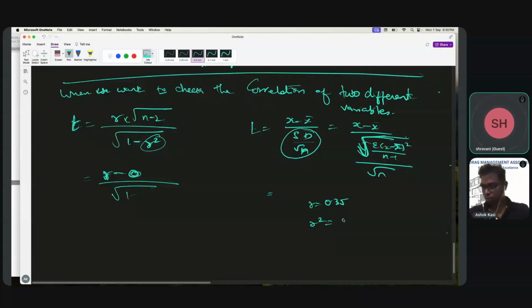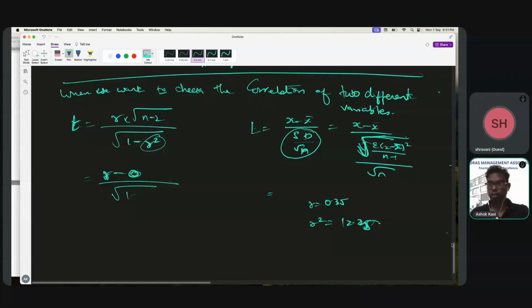0.1225, so 12.25 percentage. What it means is that 12.25 percentage of y is explained by x. This is what it means.